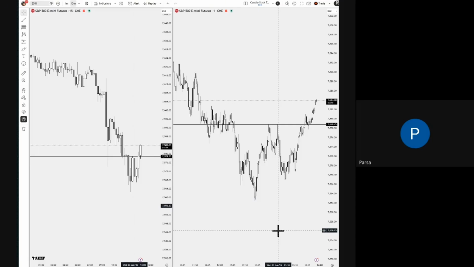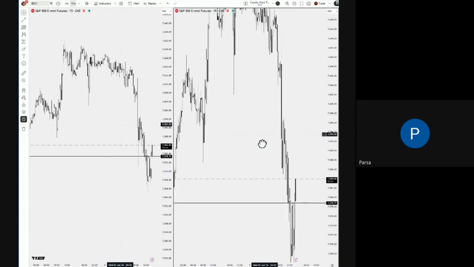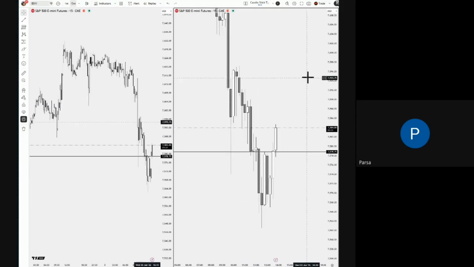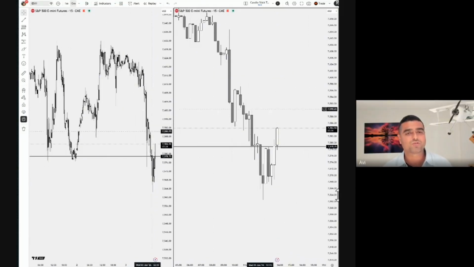So both are 15 minutes, but in one you're seeing the bigger picture, for example, the previous day as well. In the other one where you zoom in, you see the current candle and the last couple of 15 minutes or a couple of hours. Yeah, that works. Same time frames, but one zoomed out, one zoomed in.